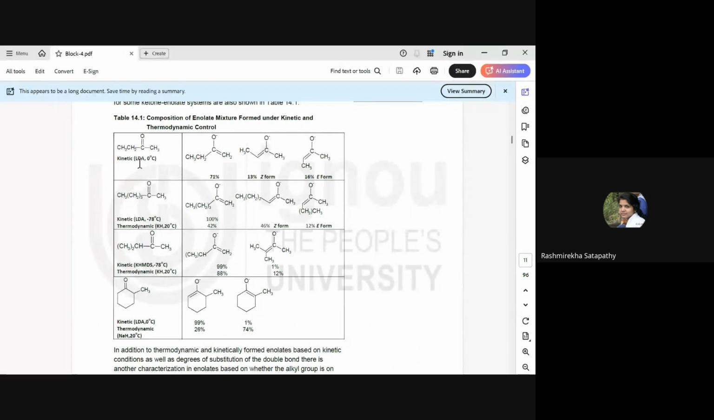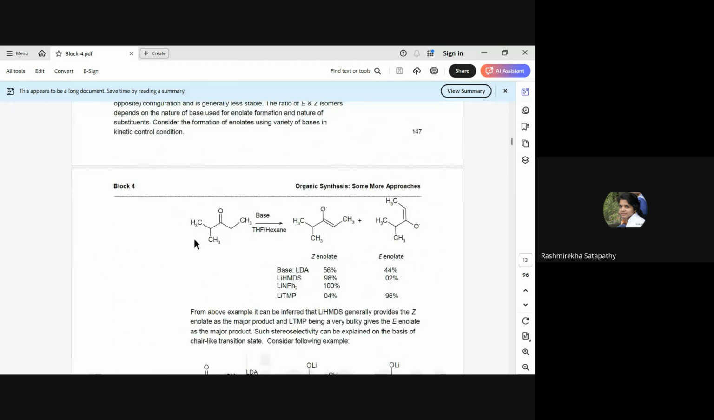So these are the kinetic and thermodynamic control reactions. This is a ketone and two enolates are formed, E and Z. The Z enolate is forming more as compared to the E enolate, because this methyl side is more hindered, and so here the double bond forms more. This enolate is forming.